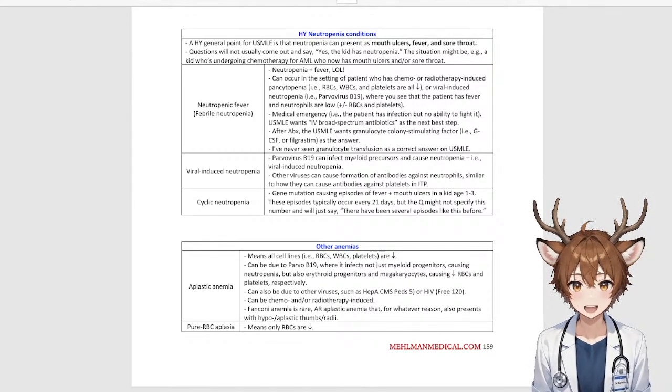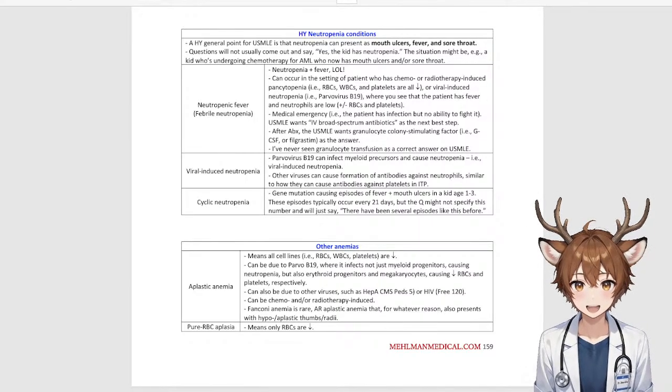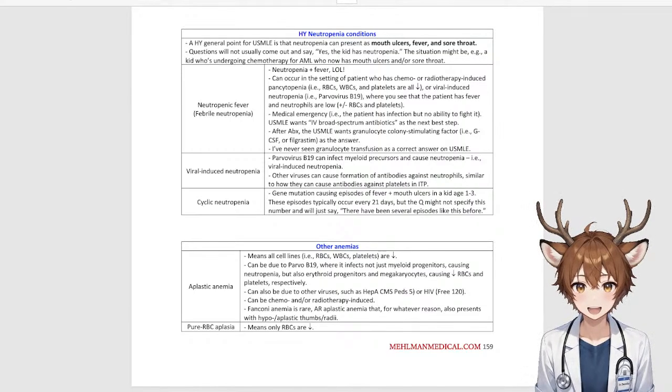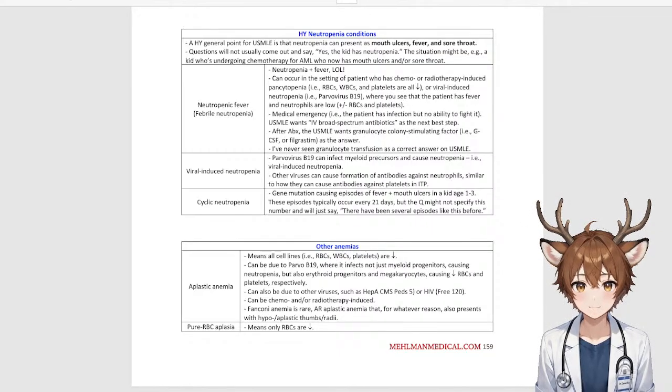Viral-induced neutropenia. Parvovirus B19 can infect myeloid precursors and cause neutropenia, that is to say viral-induced neutropenia. Other viruses can cause formation of antibodies against neutrophils, similar to how they can cause antibodies against platelets in ITP.